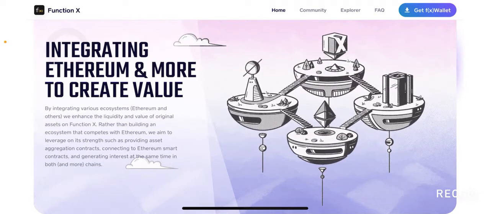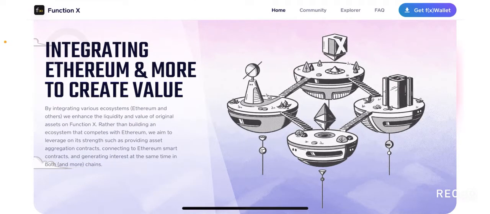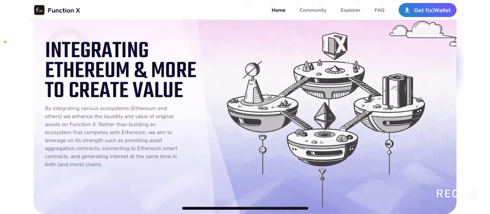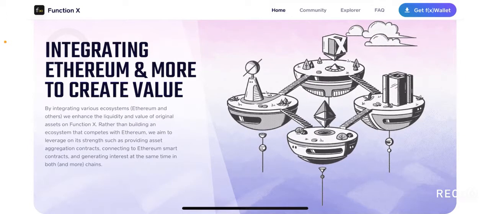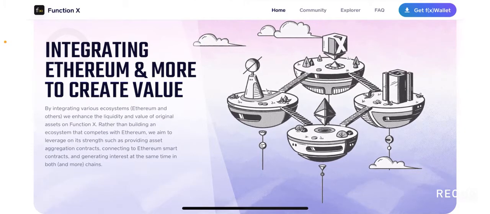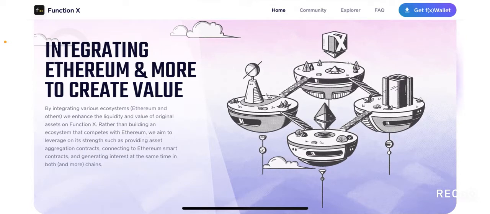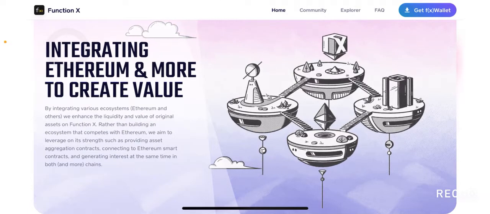And by integrating various ecosystems, Ethereum and others, we enhance the liquidity and value of original assets on FunctionX. Rather than building an ecosystem that competes with Ethereum, we aim to leverage its strength, such as providing asset aggregation contracts, connecting to Ethereum smart contracts, and generating interest at the same time in both and more chains.